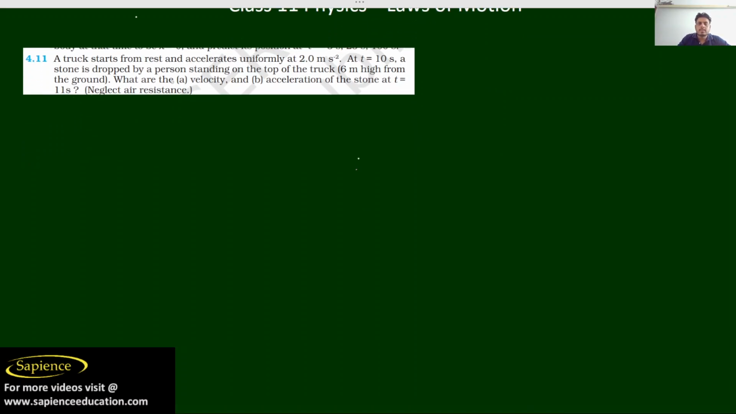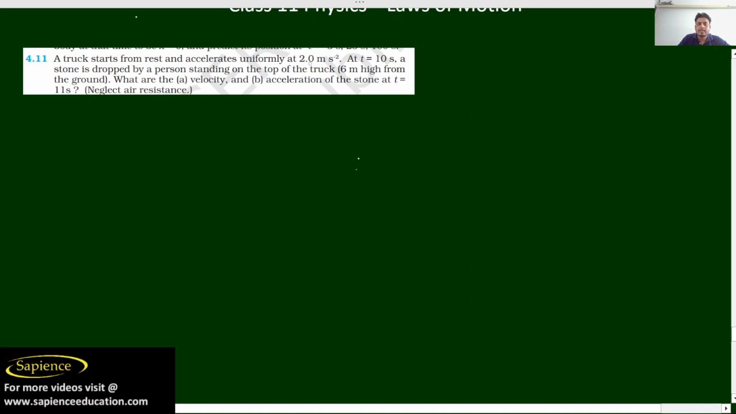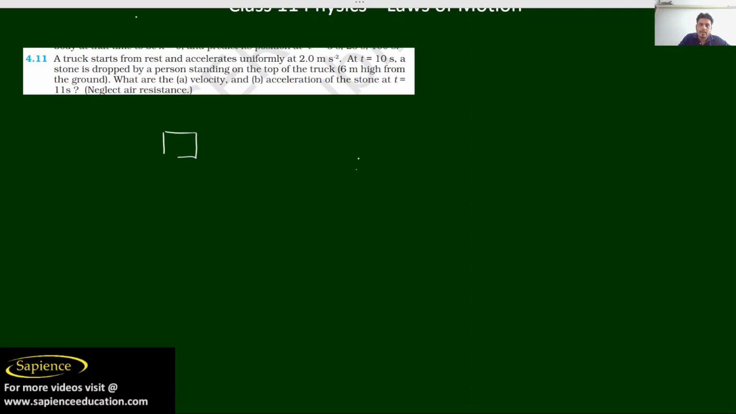A truck starts from rest and accelerates uniformly at 2 meter per second square. So let us consider there is a truck, and it starts with initial velocity equal to 0 and acceleration of 2 meter per second square. So this is the acceleration.